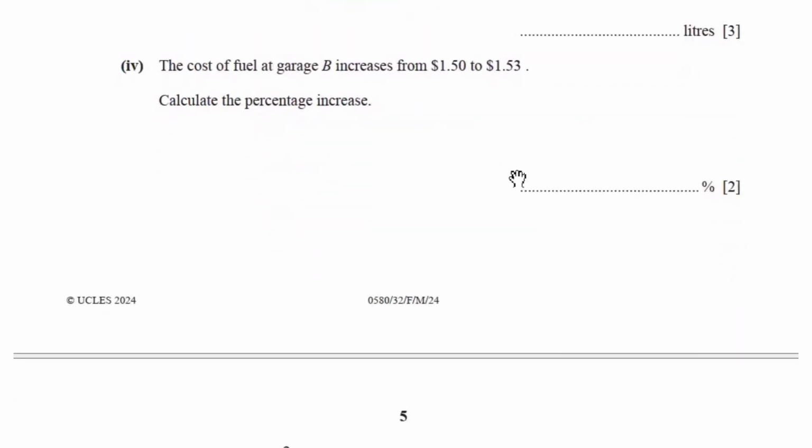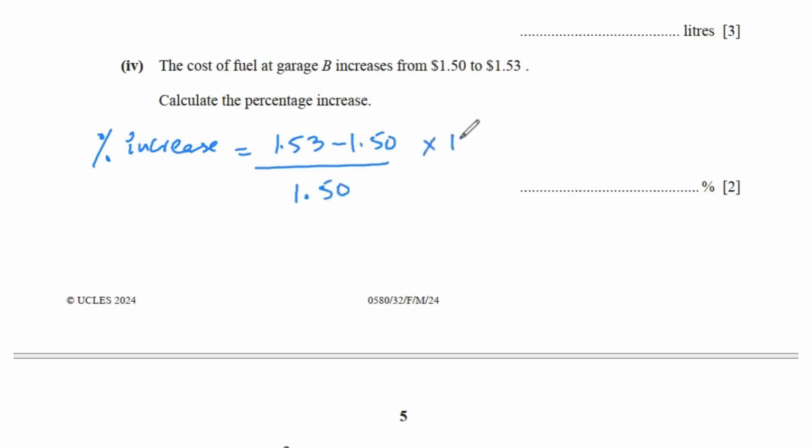Then the next part says the cost of fuel at garage B increases from $1.5 to $1.53. Calculate the percentage increase. So for percentage increase, we subtract the old value from the new value. So 1.53 minus 1.50. Divide the result by the old value and then times this fraction by 100. Remember, new value minus the old value, then divided by the old value. So that's going to give us 2%. That is the percentage increase.